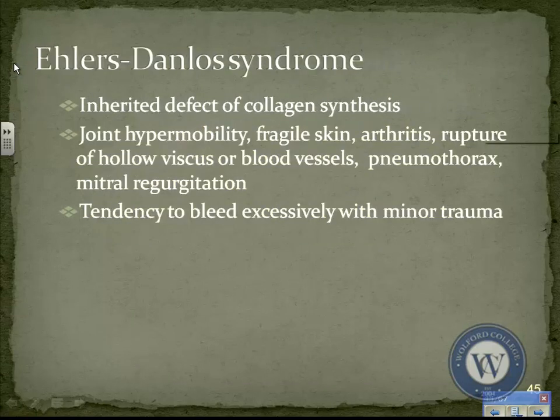Ehlers-Danlos syndrome is worse than that. It's an inherited defect of collagen synthesis. These individuals always have joint hypermobility, fragile skin, they get arthritis, and they rupture hollow viscus or blood vessels easily, so these people will be coming in multiple times, usually for perforated ulcers or something like that. They have a higher incidence of pneumothorax and mitral regurgitation, and there's a tendency to bleed excessively with minor trauma.